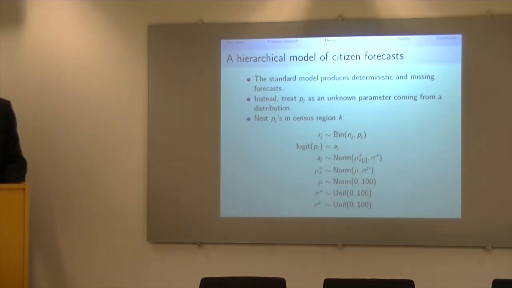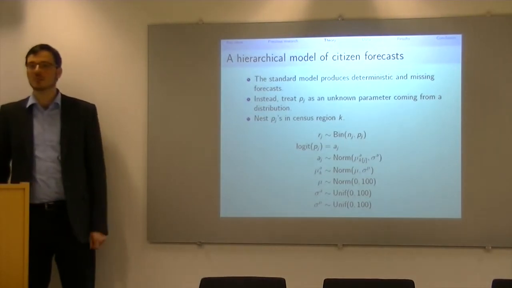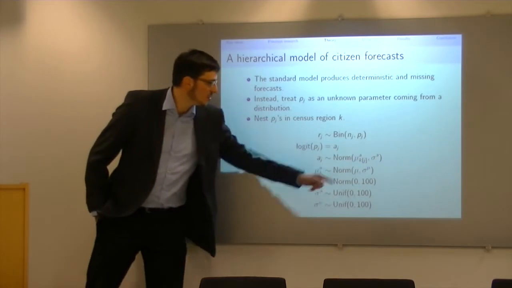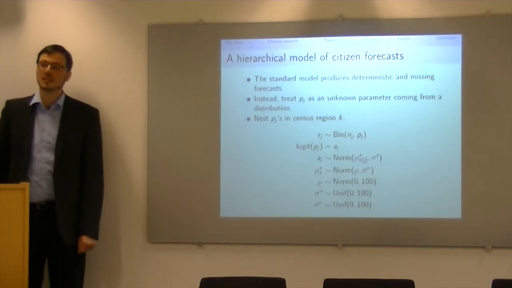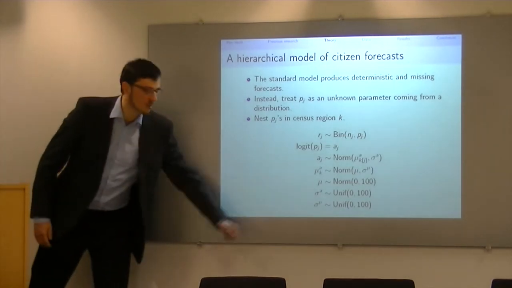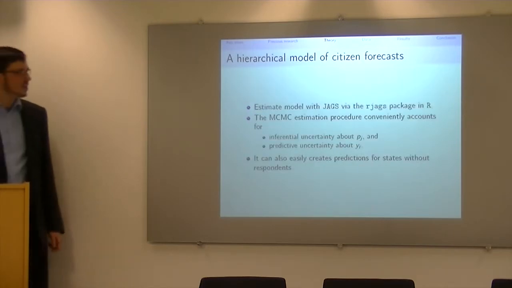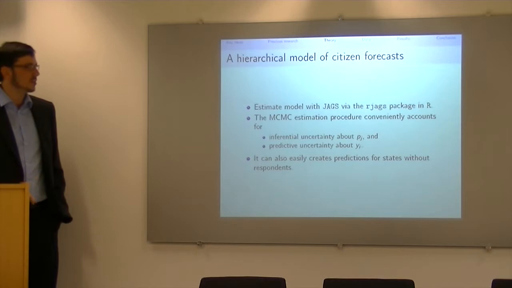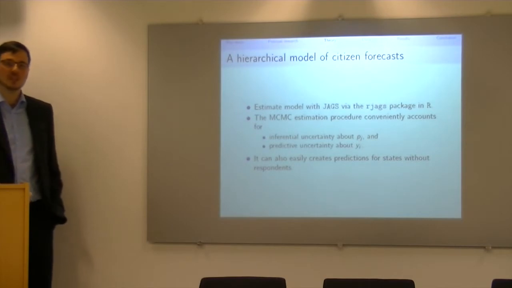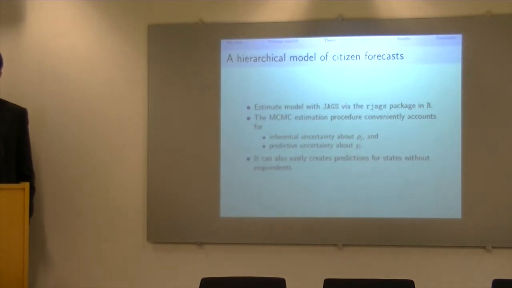Then I use a logit transformation and give the Aj a hierarchical prior. I say it comes from a normal distribution, and that the mean of this distribution varies by region. So anyway, it's just an empirical based estimate based on the census and census region. And then I have uninformed priors for all the other parameters that are there in the model. I estimate this model using JAX via the RJAX package in R, and just by specifying this hierarchical model without adding additional survey information, I can easily compute the inferential uncertainty about Pj.